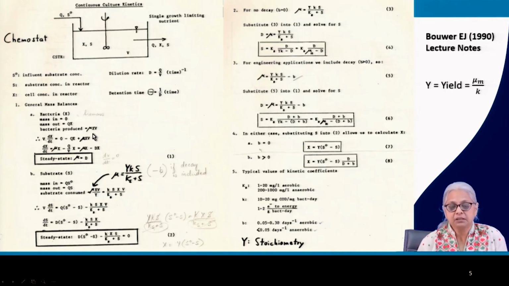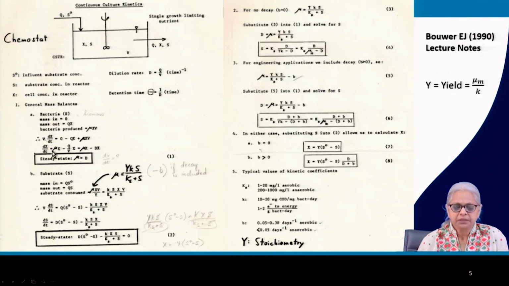Mu is the growth rate, X is the biomass concentration. That's proportionate. So whatever is happening inside the reactor is proportionate to the biomass concentration, and V is the volume. So that is the total mass that is being produced inside the chemostat. The volume times dX by dt, you can write it in this way. So you have accumulation on the left hand side, mass in is 0, mass out is QX, and whatever is being generated inside the reactor is mu XV.